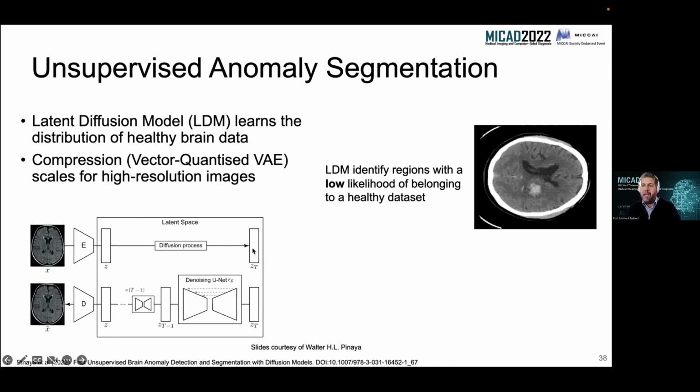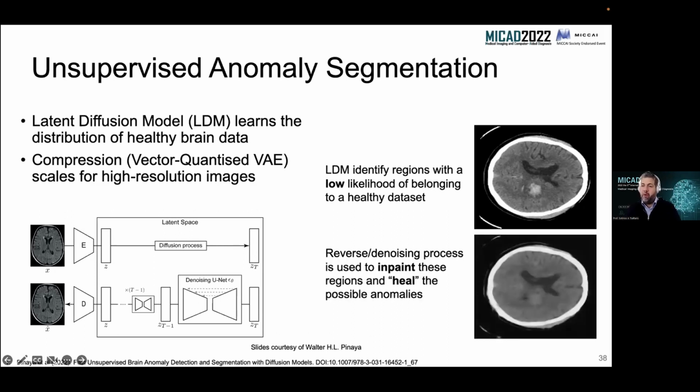As you do the inverse process, going from here to here, if you watch this video slowly, you will see it start clearing up where the disease is. You started with the disease and, slowly, as it iterates, it cleans it up. So it heals it by painting these regions. This model used only healthy data to be trained.